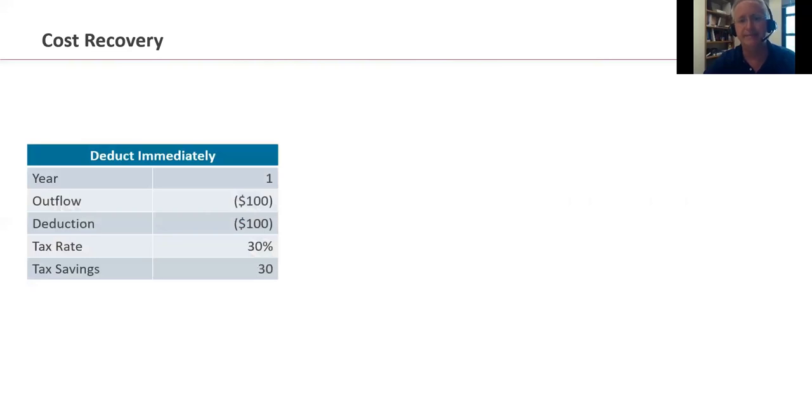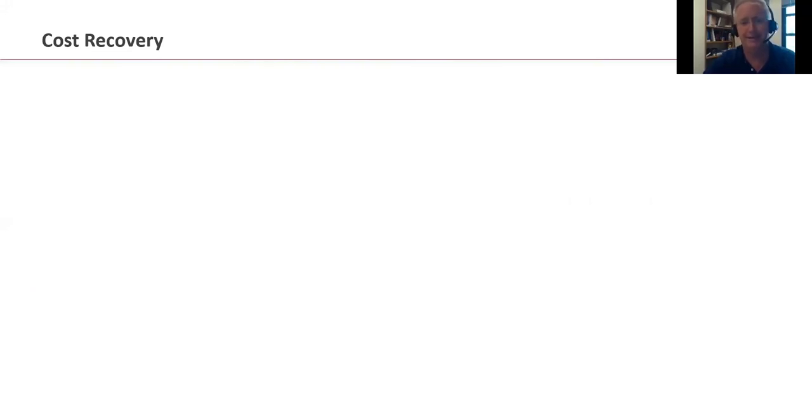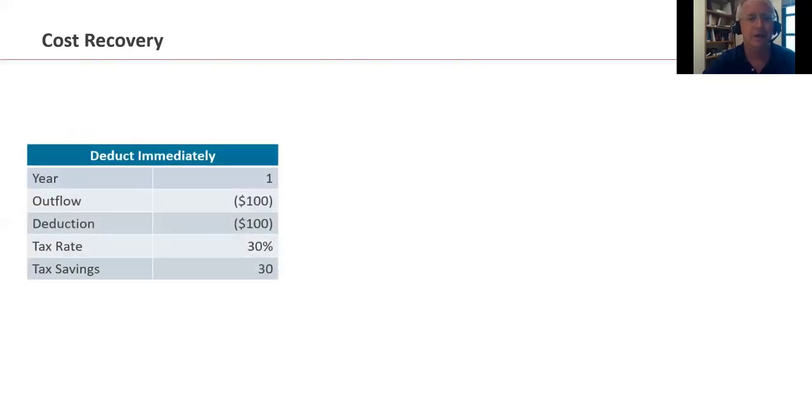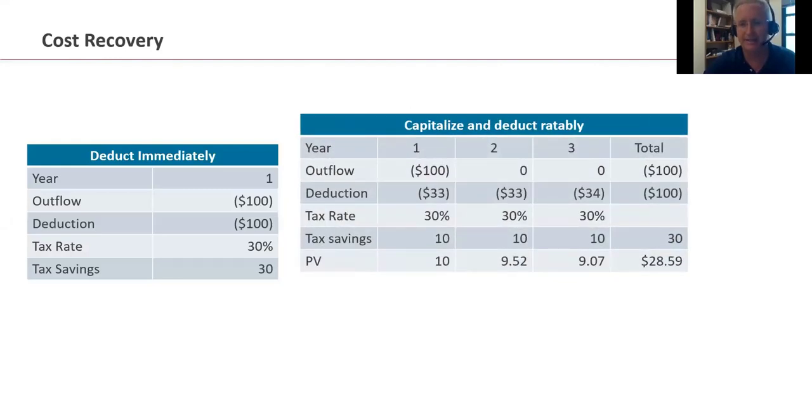So if he deducts it immediately, of course, he takes the cash outflow immediately, the deduction immediately, he generates $30 of tax savings. So you can think of that like he's got a $30 after tax cost. If on the other hand, he capitalizes that cost and then deducts it ratably over time, so a third, a third, a third over 3 years, his tax savings is $10 per year, but we know that the time value of money affects the quality of that deduction.